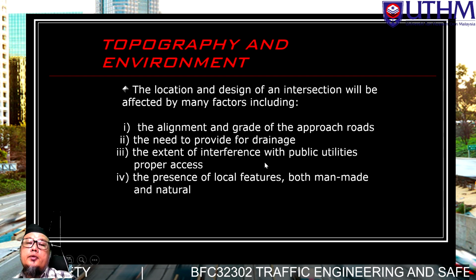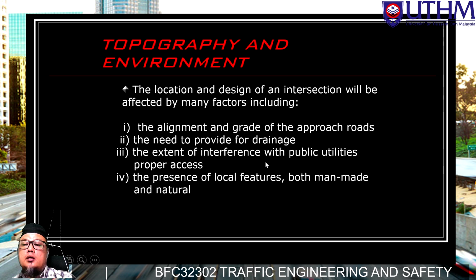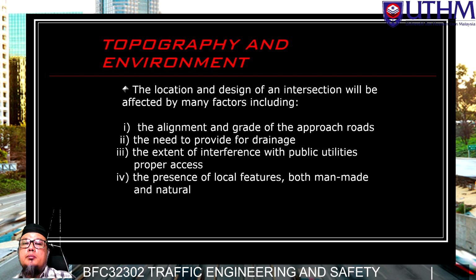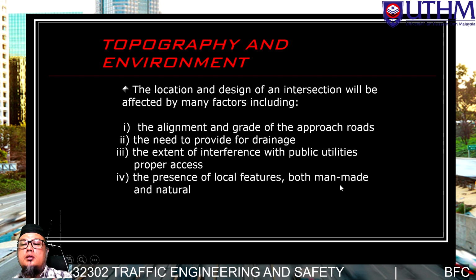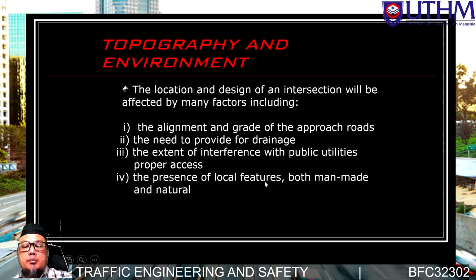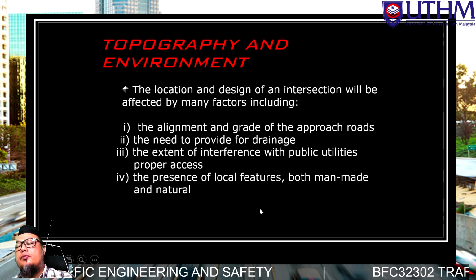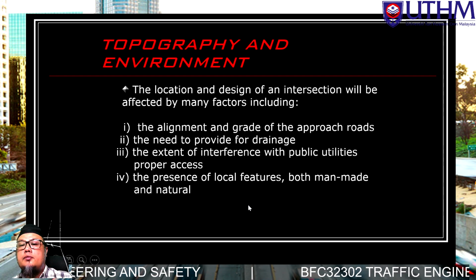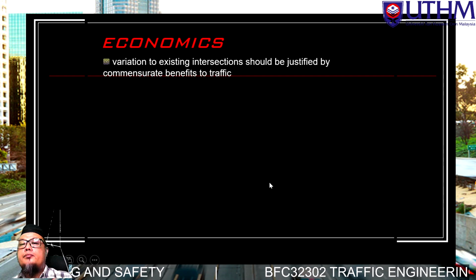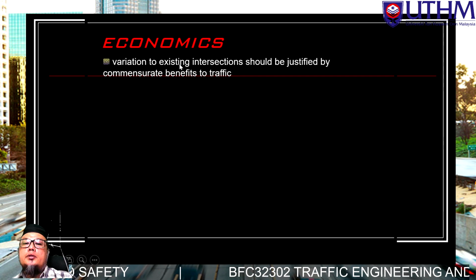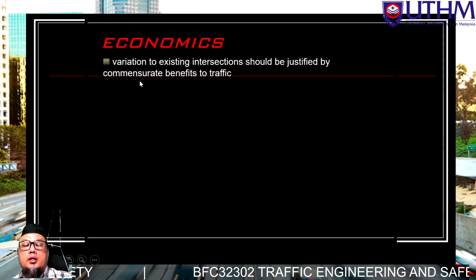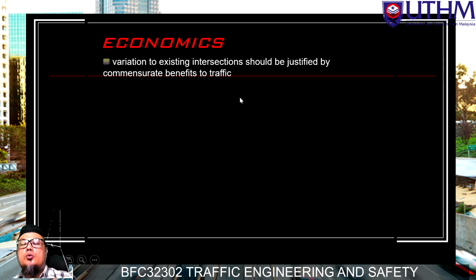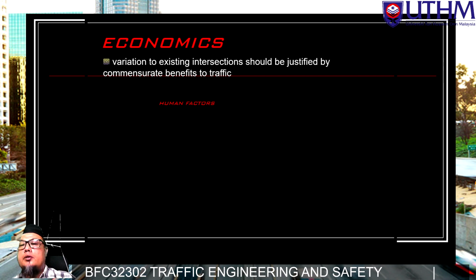Yeah, there are a lot of public properties actually underneath or underground. Also man-made structures, landscape areas, any features. So we have to consider the existing environment or structures. Okay, in terms of economics, the operation of an existing intersection should be justified commercially by the benefit to traffic. We also need to consider the cost and benefit of constructing any intersection or highway intersection.